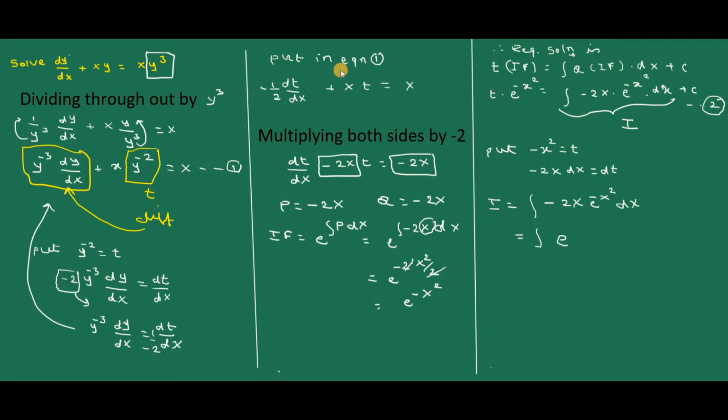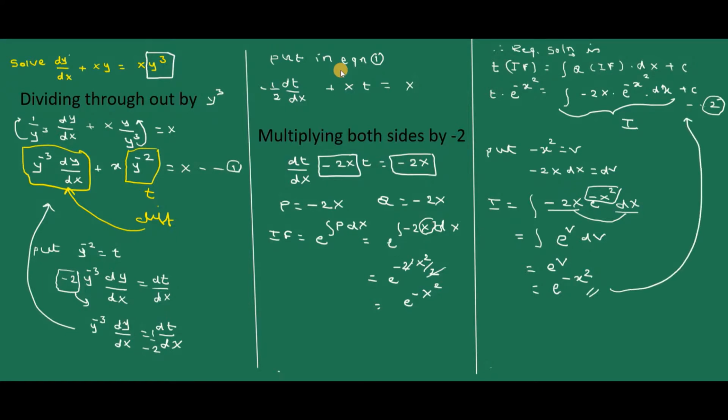Minus x square is equal to, sorry, I will take v here because t is already in the equation. So instead of t, I will take v. So that is e raised to v. The remaining term is minus 2x and dx, which is nothing but dv. What is the integration of e raised to v? The integration of e raised to v is e raised to v. But what is the value of v? The v value is e raised to minus x square, and this is the value of I.